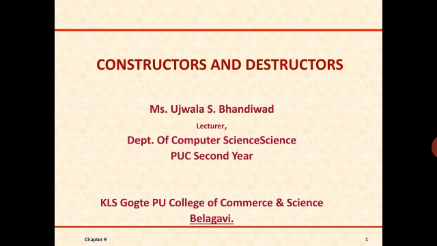Basically there are three types of constructors. They are: first one is default constructor, second one is parameterized constructor, and third one is copy constructor. Earlier we saw how the default constructor works with the help of an example. In today's class we are focusing on parameterized constructor and copy constructor.